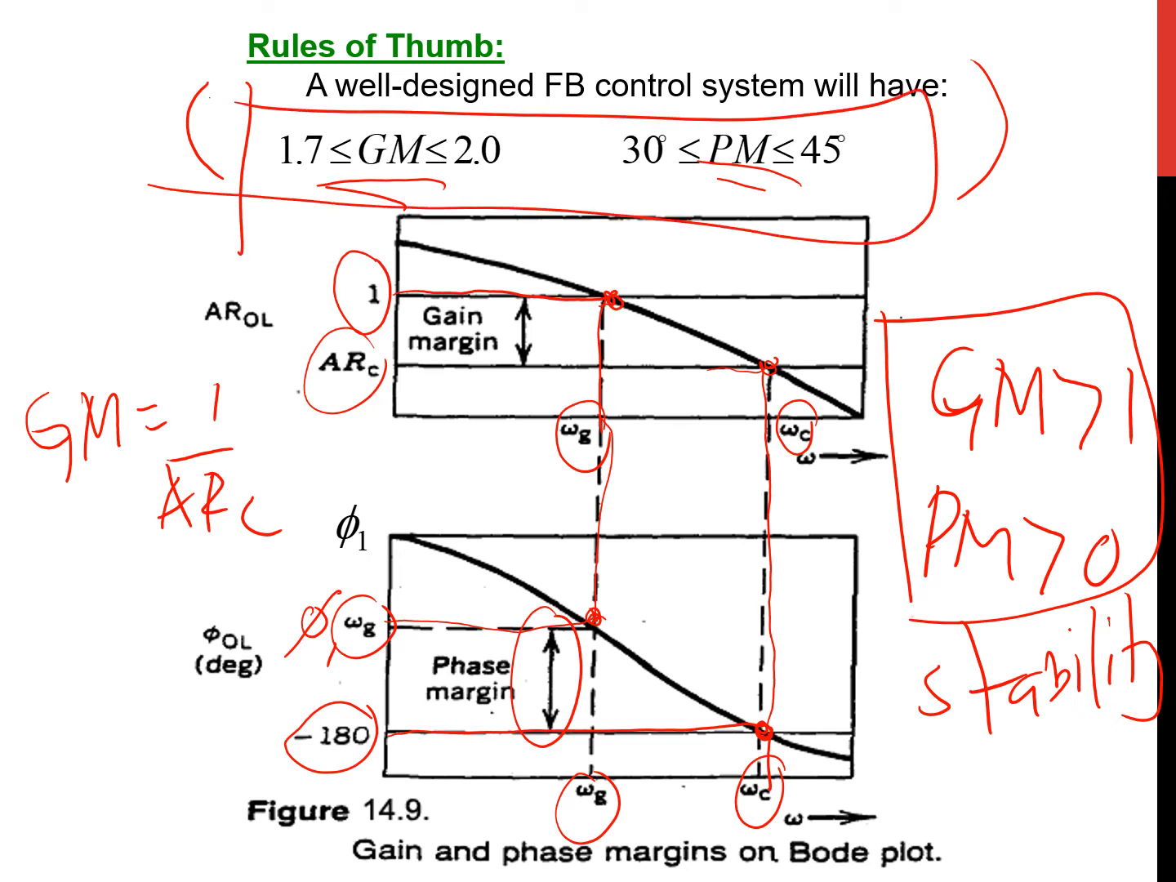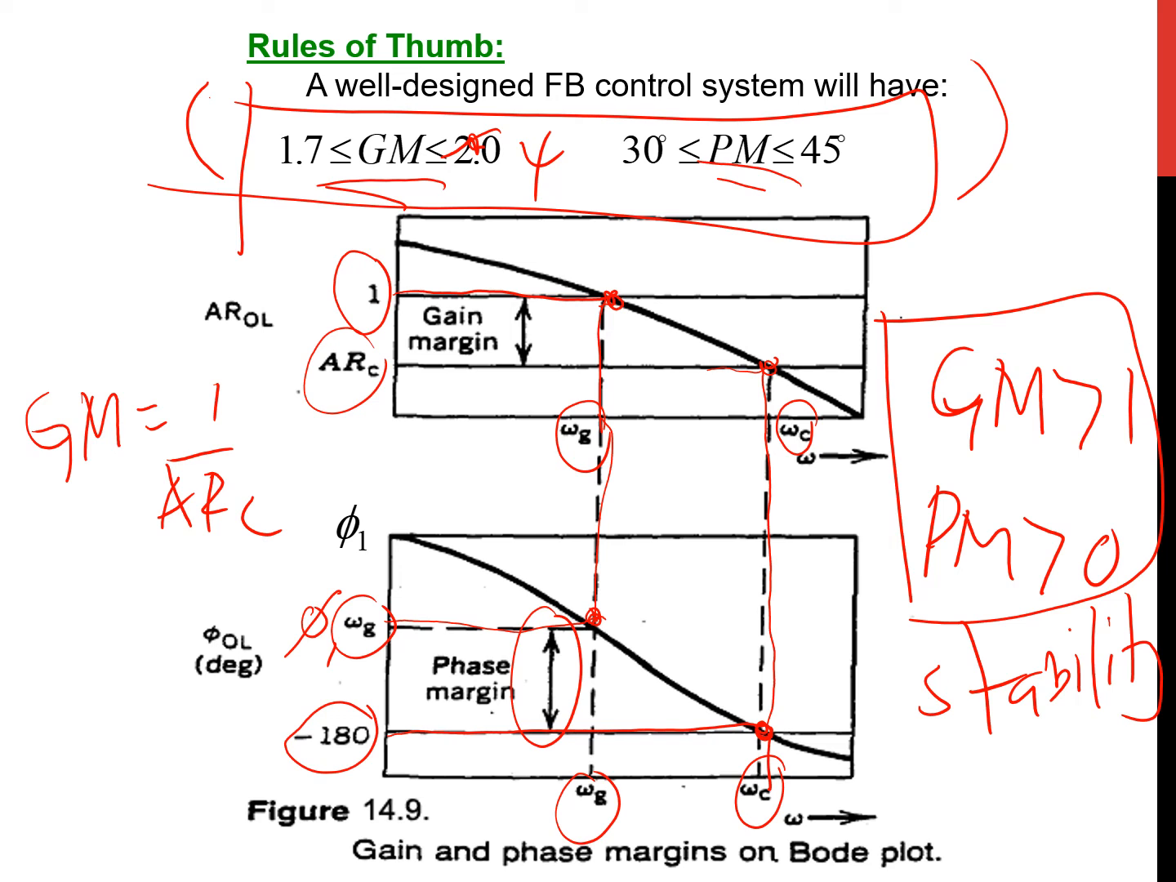1.7 up to 2, and in the textbook it is 4, so change it to 4. So 1.7 to 4. This means if your gain margin is between 1.7 and 4 and the phase margin is between 30 and 45 degrees, that indicates your controller is not only stable but also a well-designed feedback control system.